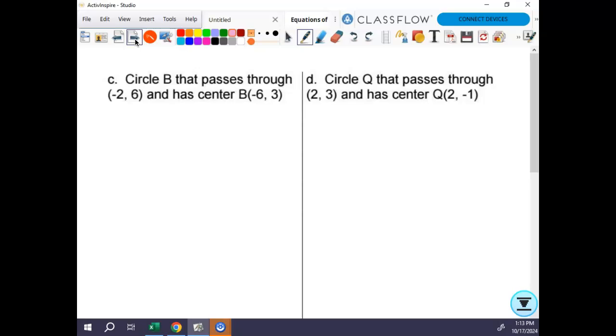So now it is asking us for an equation. No, because then you'll miss this. You're going to have to wait.